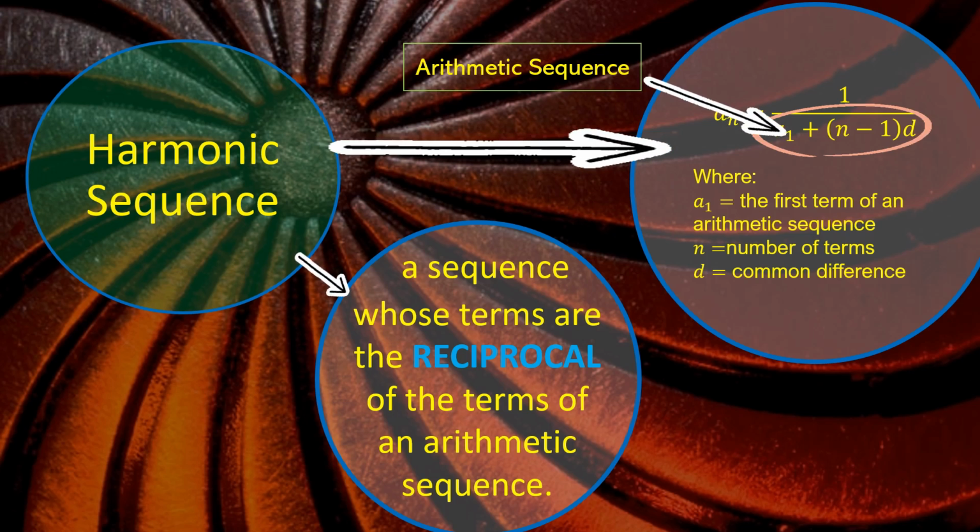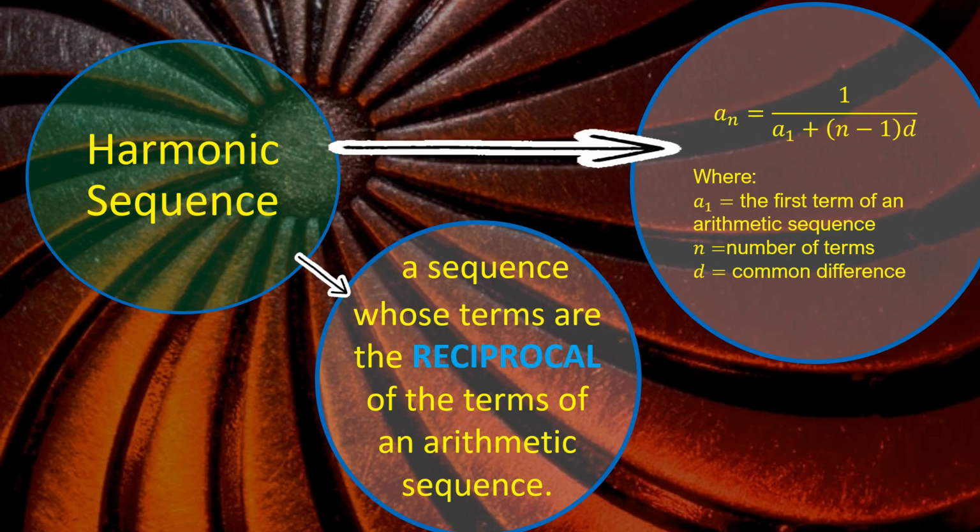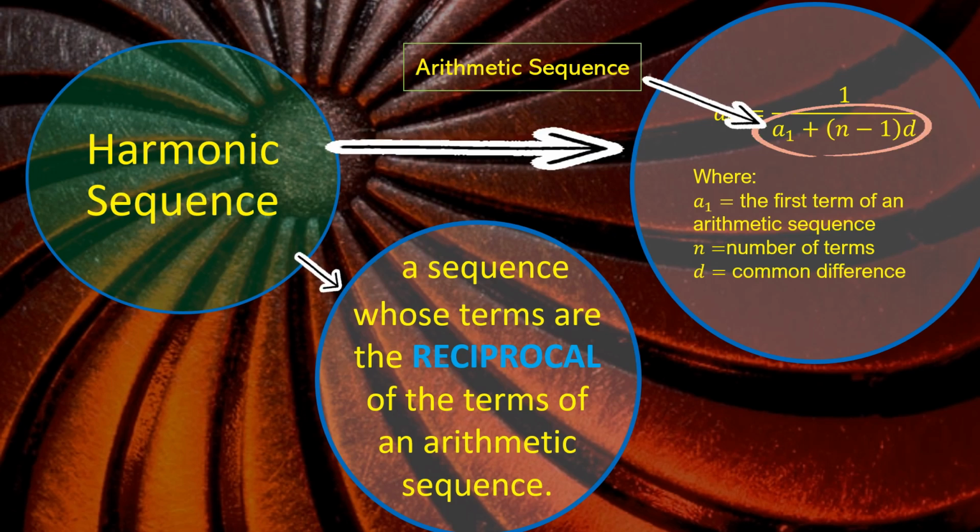Since harmonic sequence is the reciprocal of the arithmetic sequence, we get the reciprocal of the formula of an arithmetic sequence. Therefore, the formula of harmonic sequence is 1 over a sub 1 plus quantity n minus 1 d, where a sub 1 is the first term of an arithmetic sequence, n is the number of terms, and d is the common difference of your arithmetic sequence.